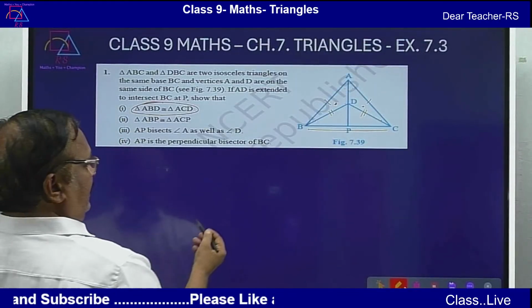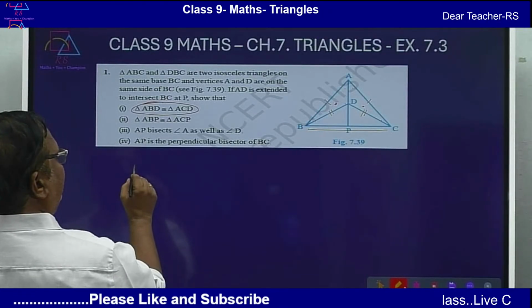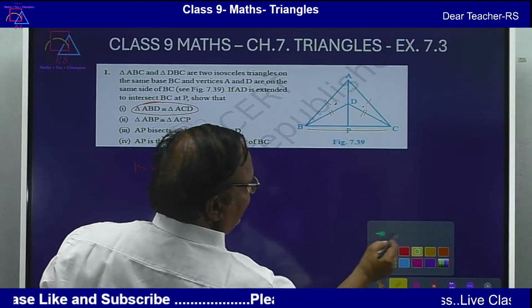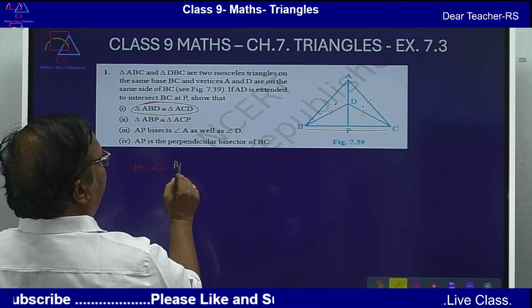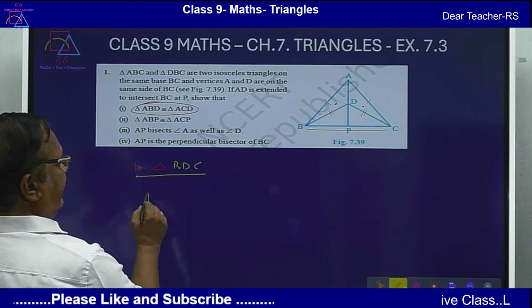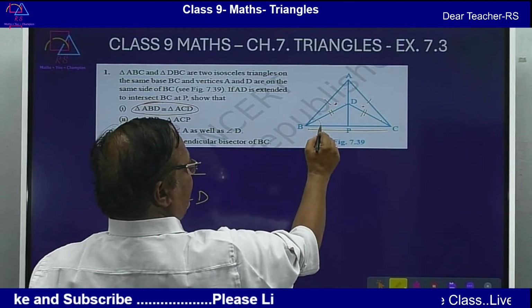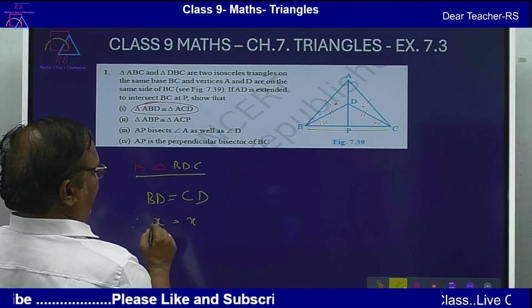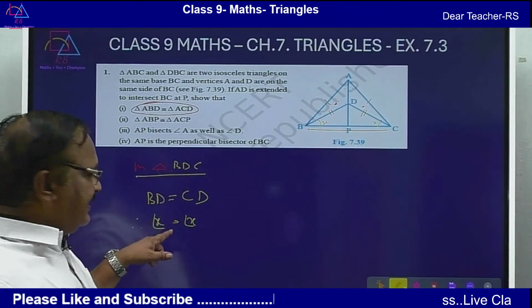We don't know about the angles. So now we have to find out. Let us start from inside triangle. In triangle BDC. Okay, so BD is equal to CD. Therefore, angles are equal. Let us say this is X and this is X. Okay, X is equal to X. Angle X is equal to angle X. This is by theorem. Angles opposite to equal sides are equal.